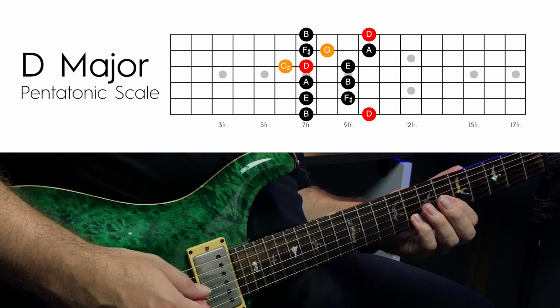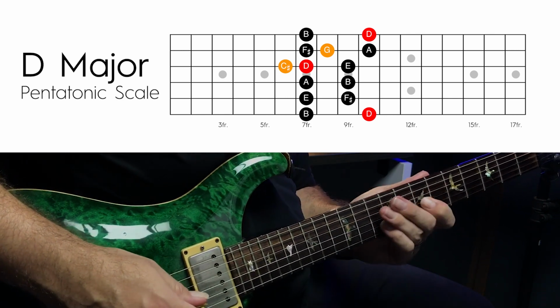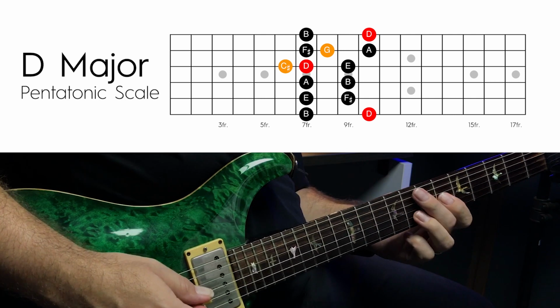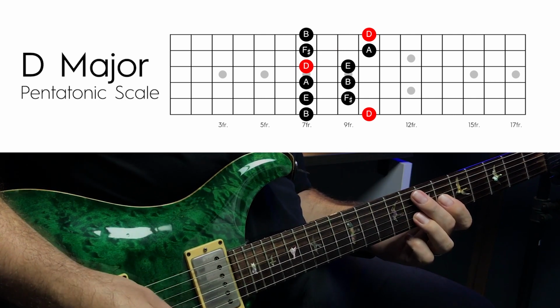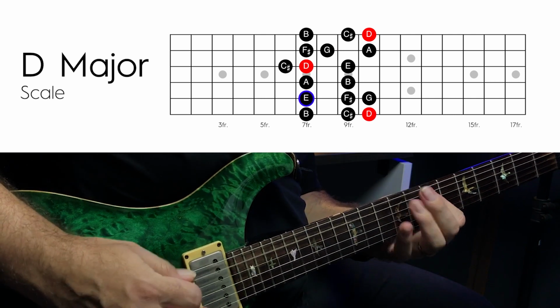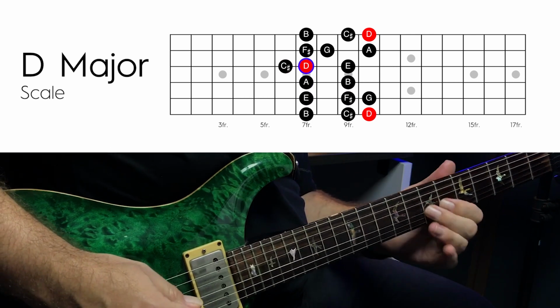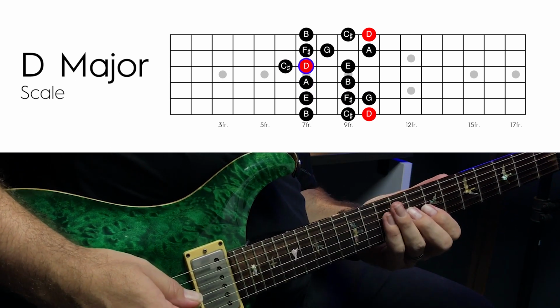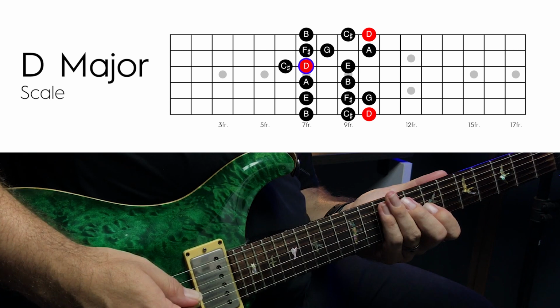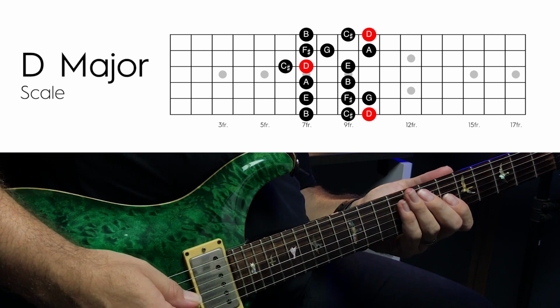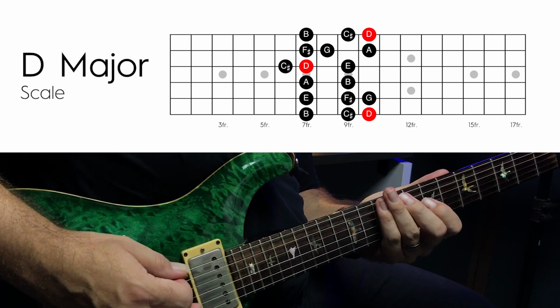And incidentally, those 2 notes are the 2 notes that are not part of the pentatonic scale. So a major scale has 7 notes. But if I leave out both the C sharp and the G, then it sounds like this.